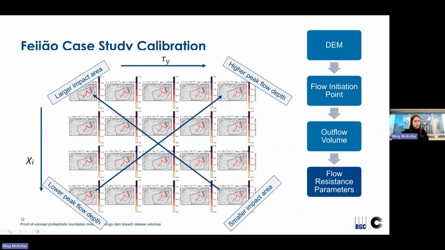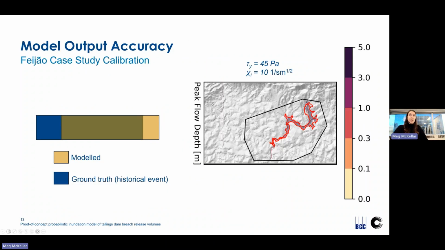And through multiple iterations of this for the Fajau case, we were able to calibrate the case to a chi of 10 and a tau of 45. And in this case, that gave us the best representative model where we had 75% overlap of the event. And then we can also recognize that within this calibration stage, there are areas where the model maybe wasn't as calibrated. So we had 24% false negatives.